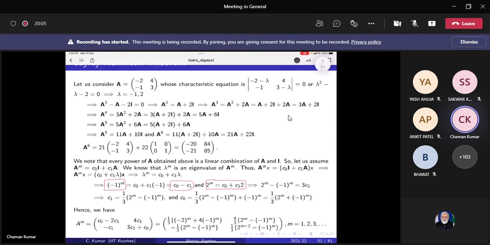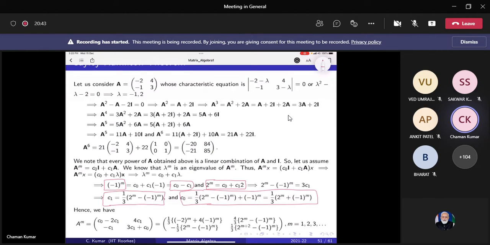You have two unknowns, C0 and C1, so you can solve these two equations. When you find the solution, it will come out to be this. C1 will be 1/3 times (2^m minus (-1)^m), and C0 will be this. When you do this solution, 1/3 times (2^m plus (-1)^m), right?